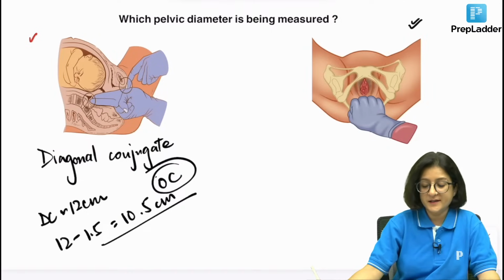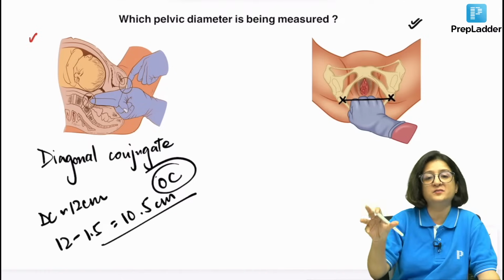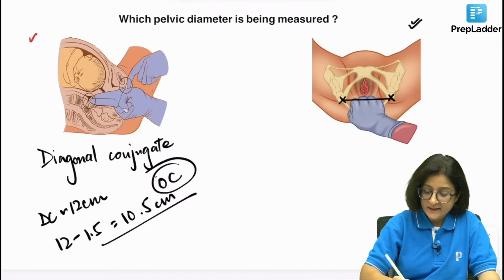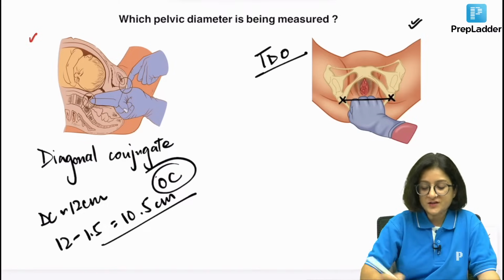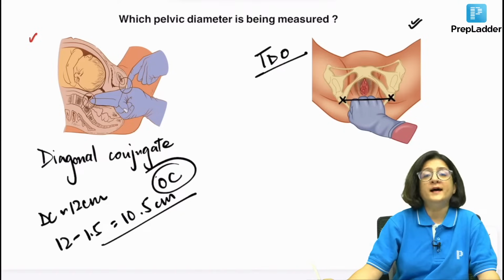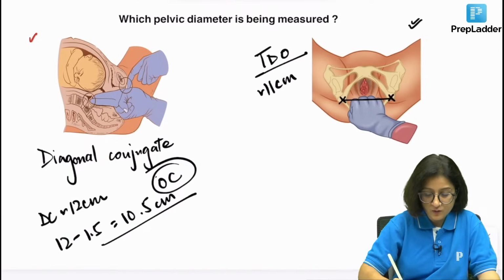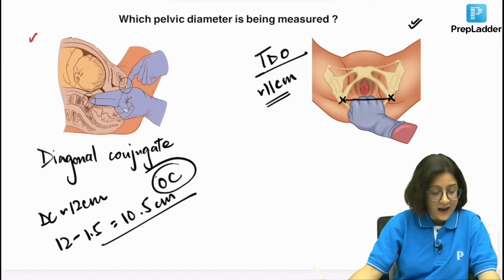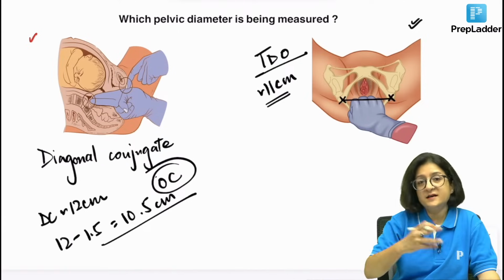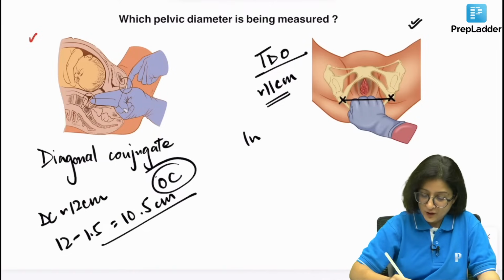Which diameter is being assessed? Can you see here? Four knuckles are being placed in between 2 bony prominences while examining the woman. This is TDO, transverse diameter of outlet. We're talking about the anatomical outlet here. This measures around 11 centimeters, and you are right, Palak, this is also called the intertuberous diameter because it is between 2 ischial tuberosities.